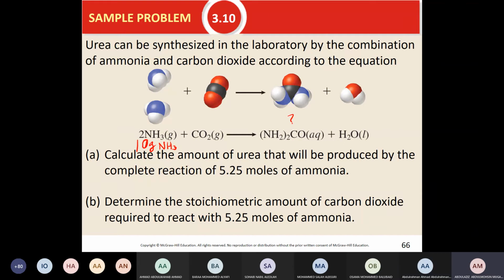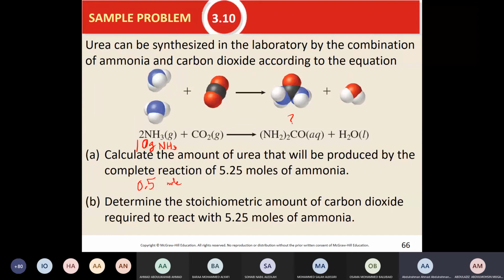Which would be 14.01 plus 3.027, which is 17.03, right? Give me an answer now. Divide this by NH3. 0.59. Sure? Yes, 0.59.